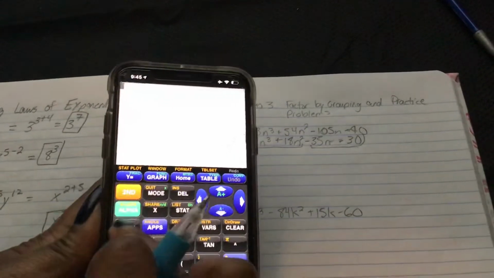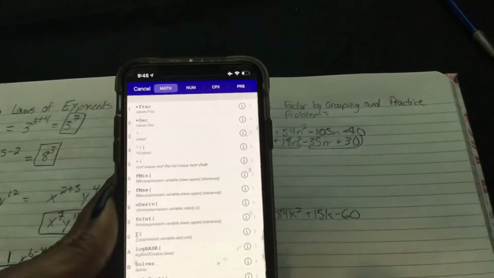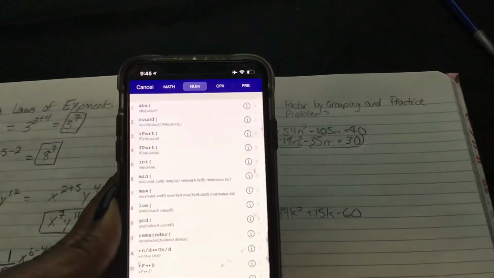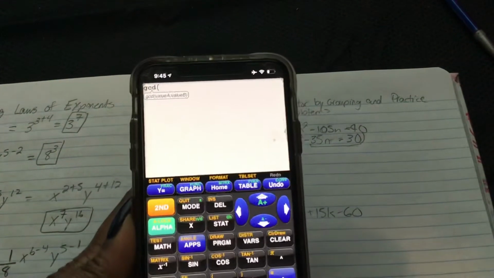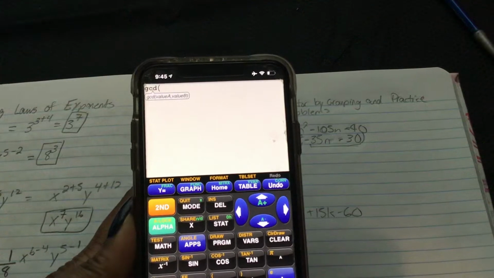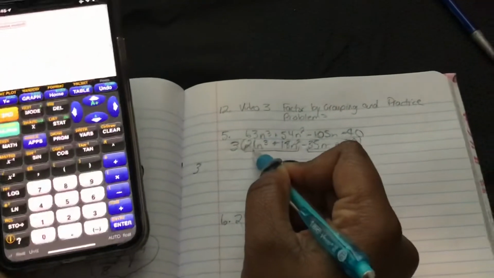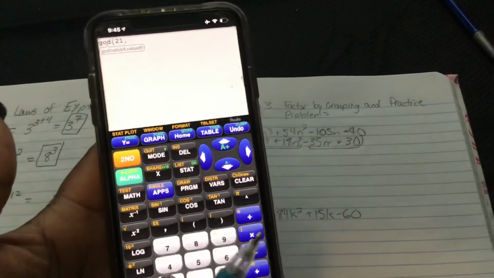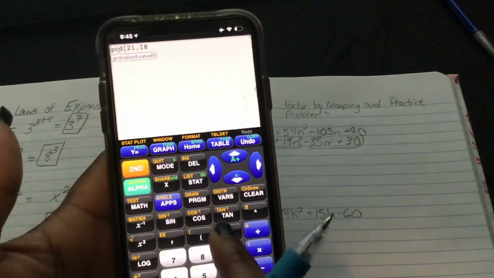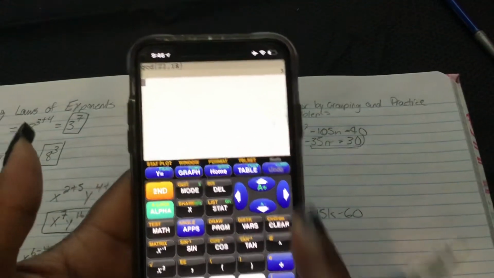So you go to math here. You're going to go over to num. Then you're going to go down to GCD, which is greatest common denominator, same as greatest common factor, okay? We're going to type in these two numbers, 21 and 18. So you have 21, comma, 18. Close the parentheses and press enter. That gives you a 3, okay?